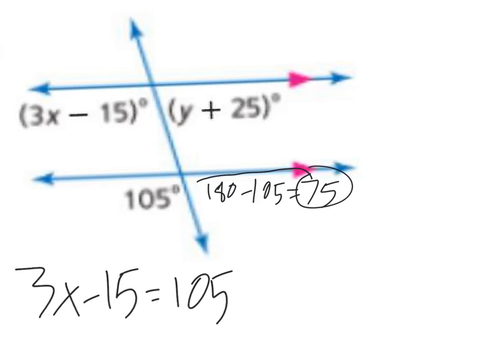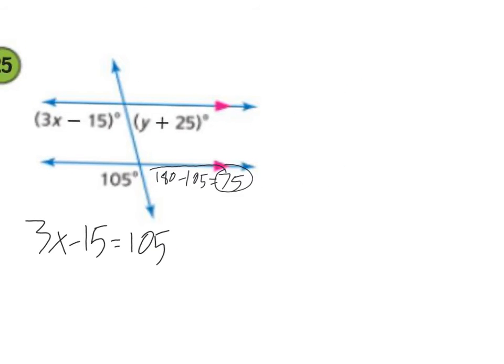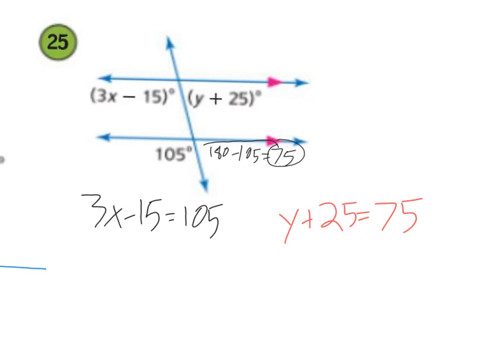Okay? So I'm going to say that y plus 25 equals 75. Okay? And so I'll just solve for x and y. So solving for x, I would have to add 15 to the other side.